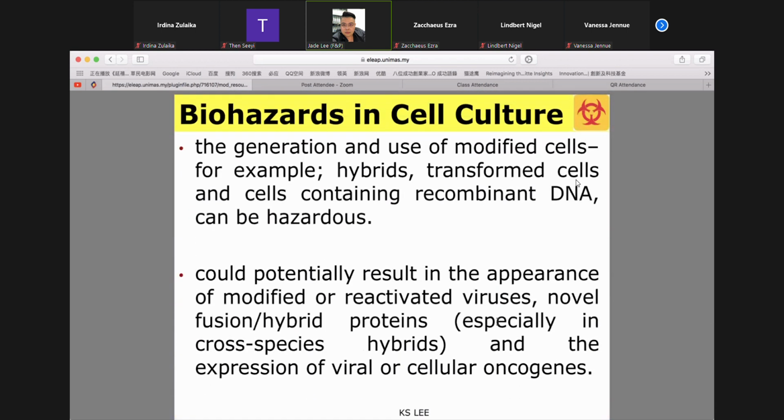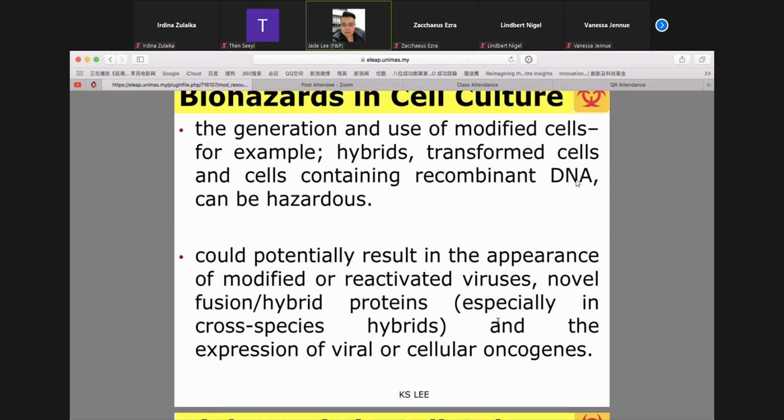Also, the use of modified cells, for example hybrid cells, transformed cell lines and cells containing recombinant DNA, can also be hazardous and could possibly result in the appearance of modified or reactivated viruses, the formation of novel fusion or hybrid proteins, especially in cross-species hybrids, and also the expression of viral or cellular oncogenes. An oncogene is a tumor gene. So it's extremely important when you do tissue culture, especially when it involves this.